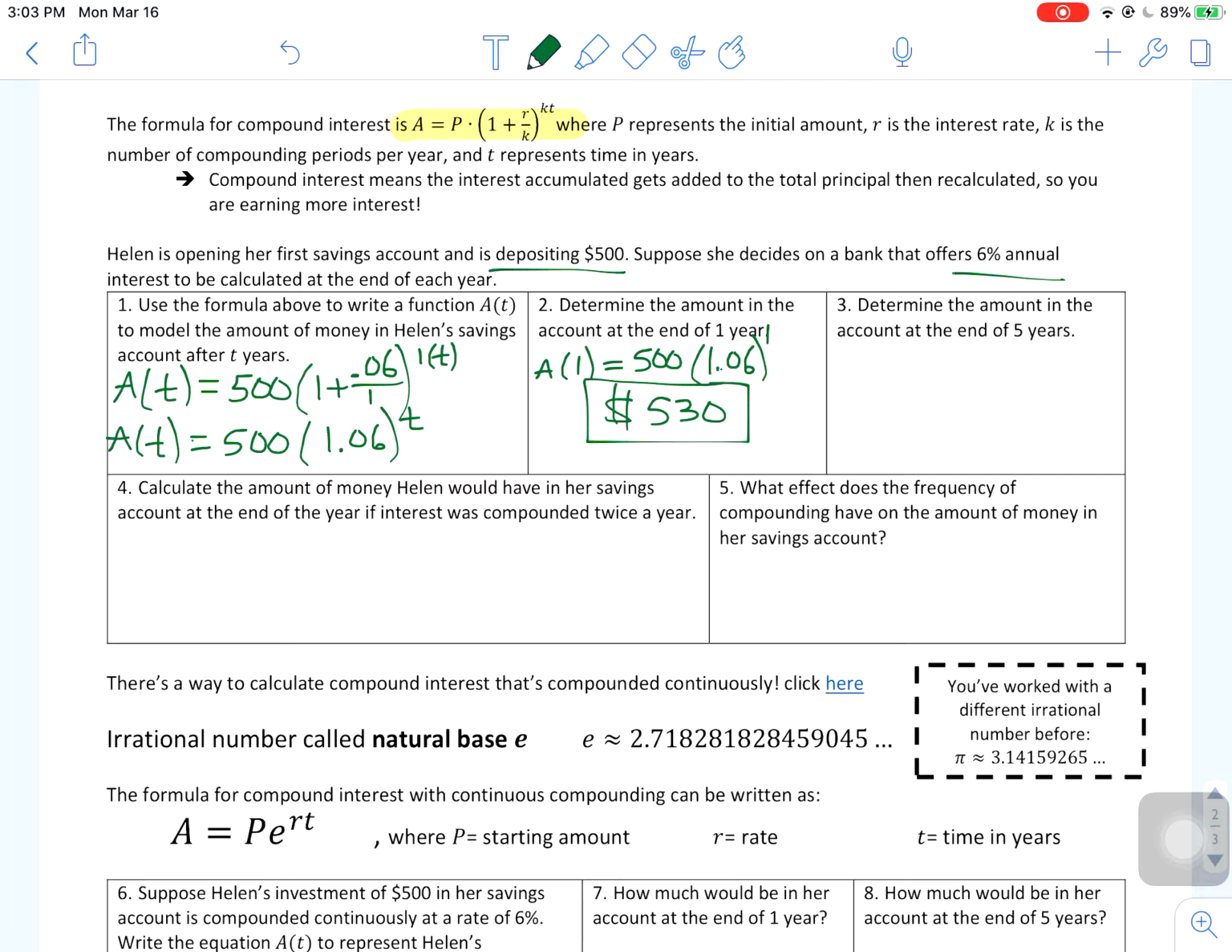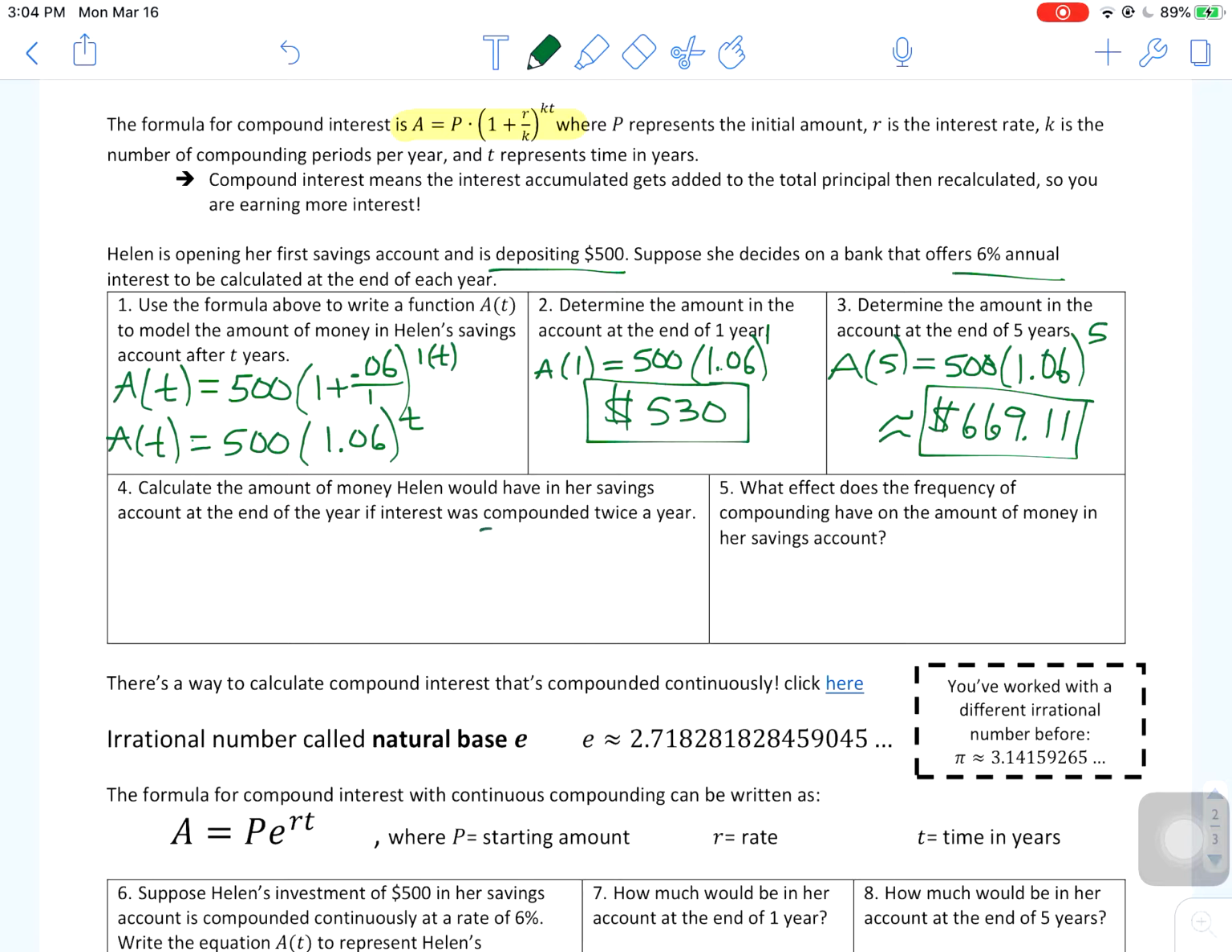Now that you've tried number 3, all you're doing is letting the T value be 5. So same equation, but now T is 5. So type that in, you should get about $669.11.